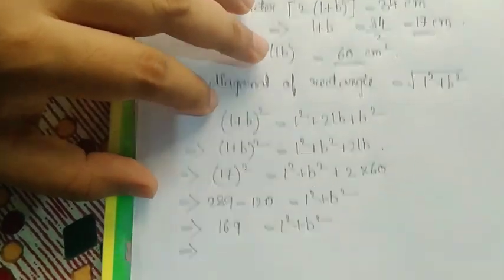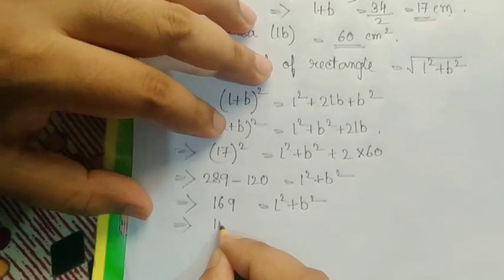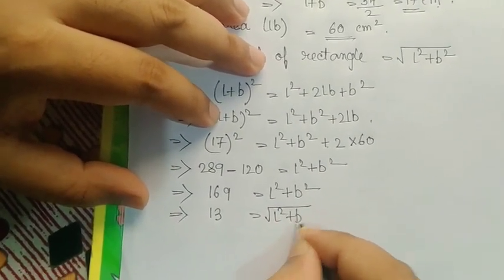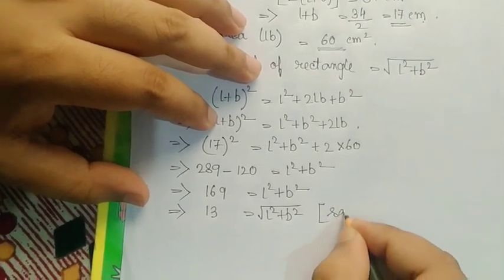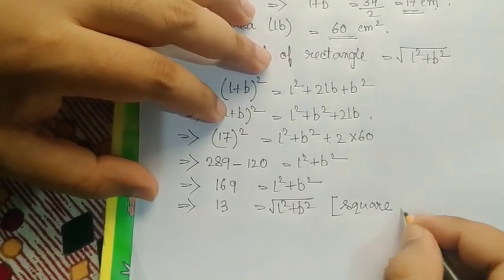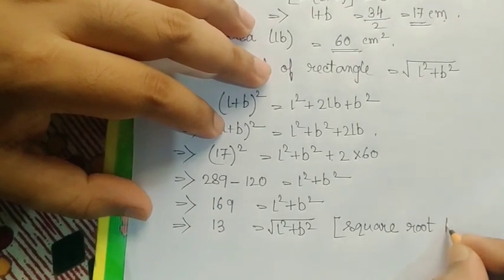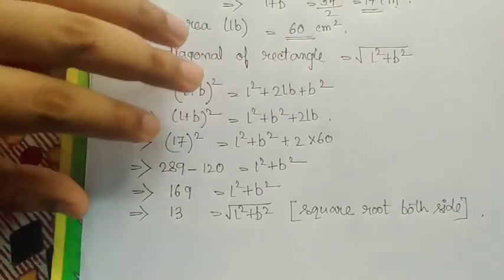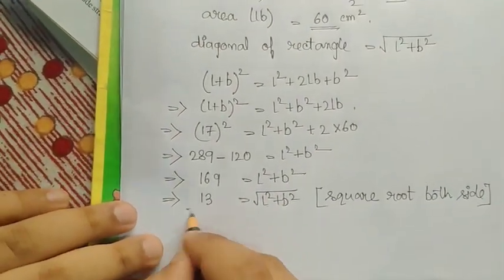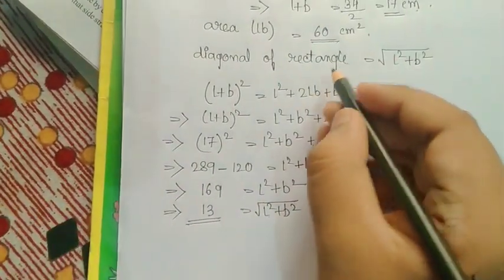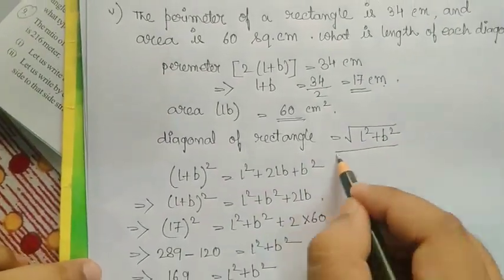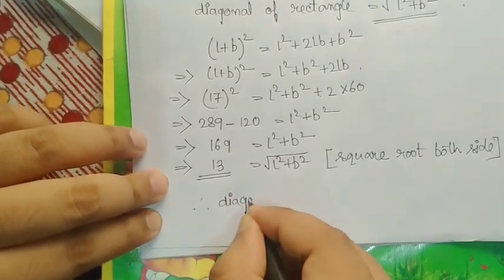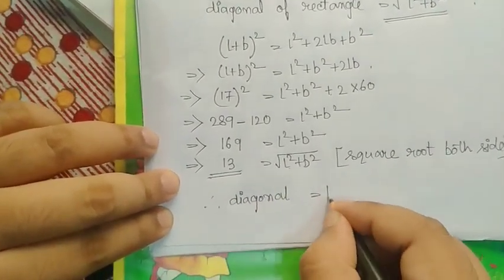If we take the square root of this, we get 13 equal to root over L square plus B square. Square root both sides. So here we find that root over L square plus B square is equal to 13 centimeter. We know the formula of the diagonal equal to root over L square plus B square. So therefore diagonal equal to 13 centimeter.